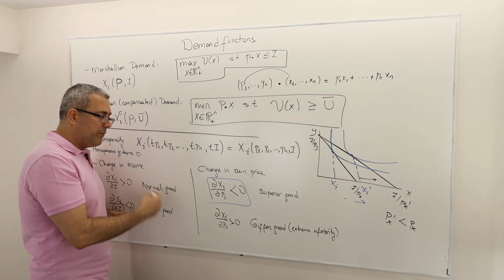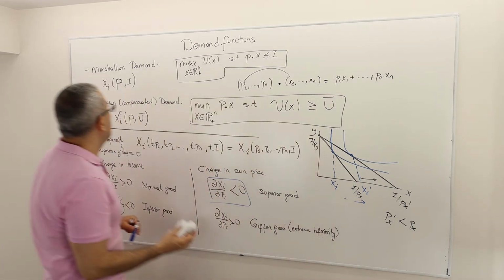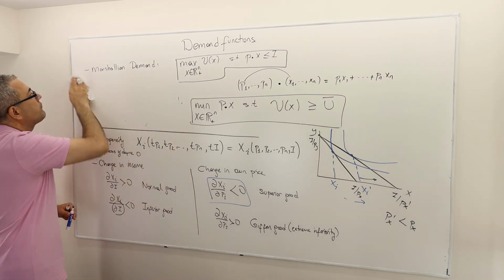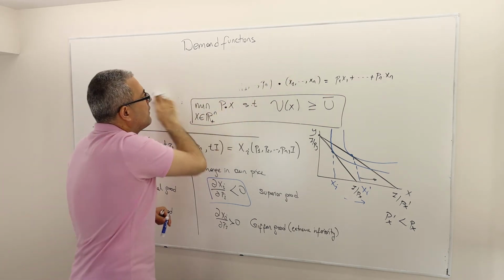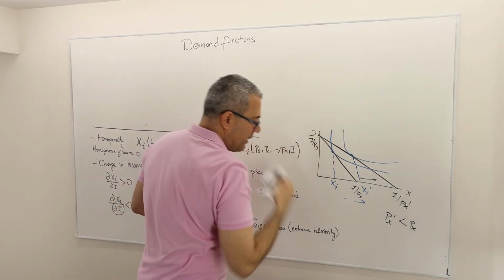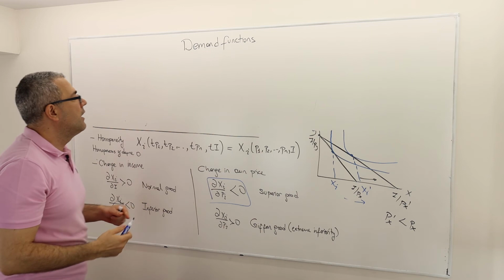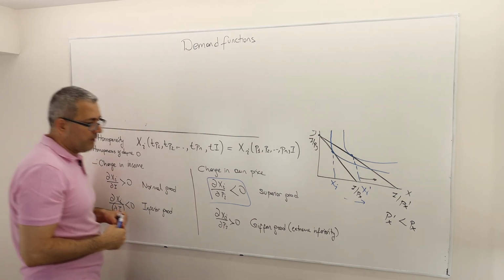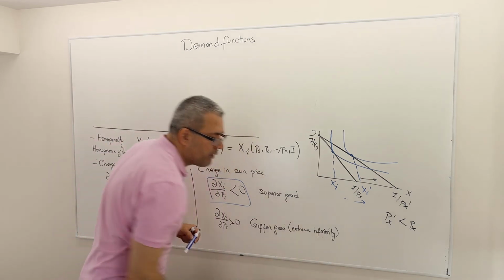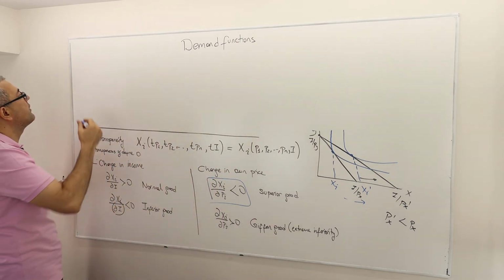So let me come back to the income changes, and let me open up some space here. Why some goods increase the demand while the others decrease the demand with income completely depends on the preferences, or the utility functions that represent those preferences.